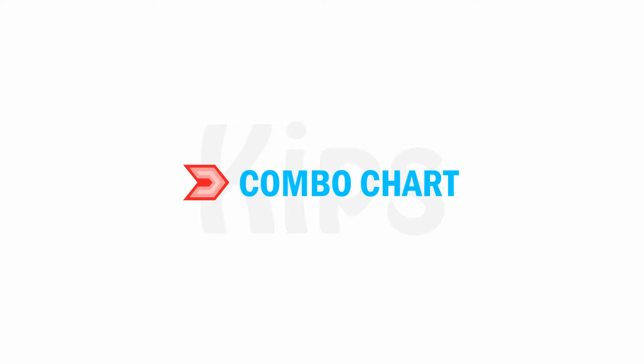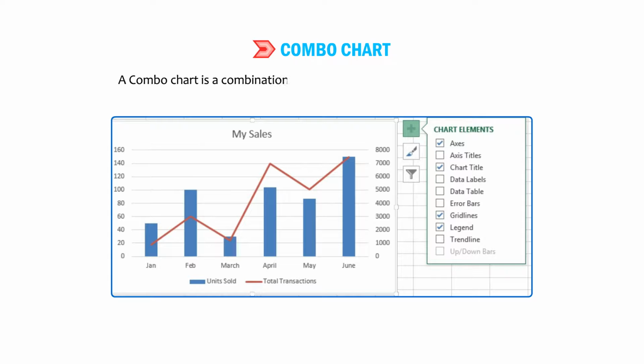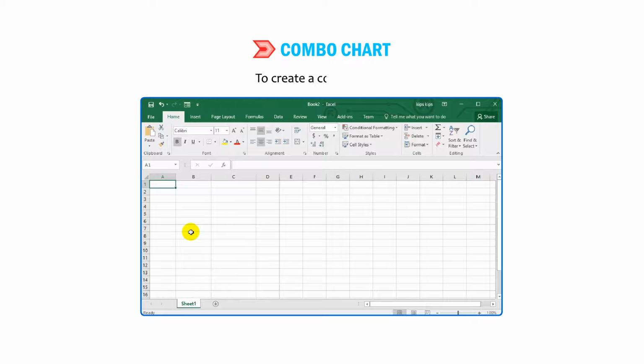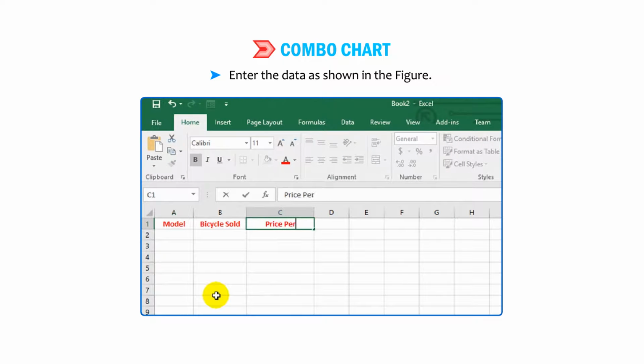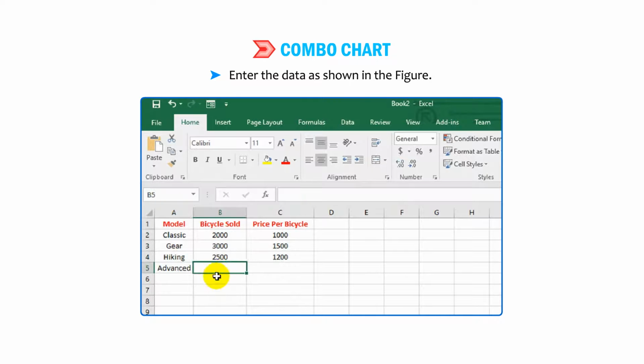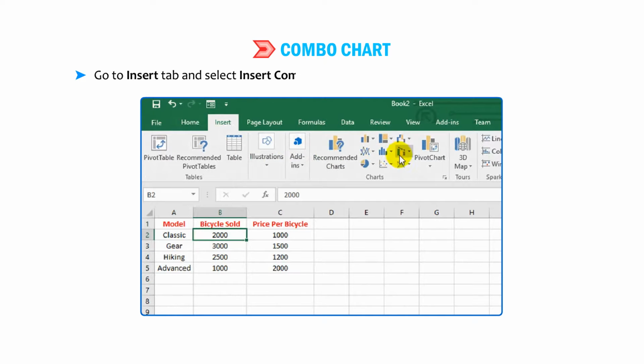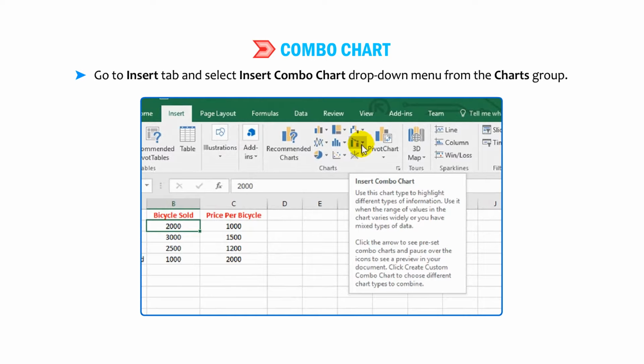Students, let us talk about Combo Chart. A combo chart is a combination of two or more chart types in a single chart. Using this feature, you can plot two or more sets of values to show multiple types of data. To create a combo chart, enter the data as shown in the figure. Go to the Insert tab and select the Insert Combo Chart drop-down menu from the Charts group.